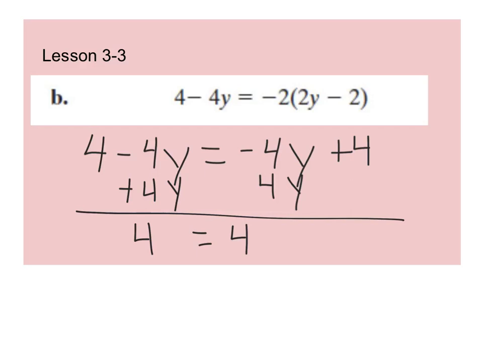Okay, so anytime 4 equals 4, that's a true statement, right? So that's like a mirror or an identity. This is an identity solution in that if you think about it, any value of y that you plug in is going to make this situation true. So we call this identity.